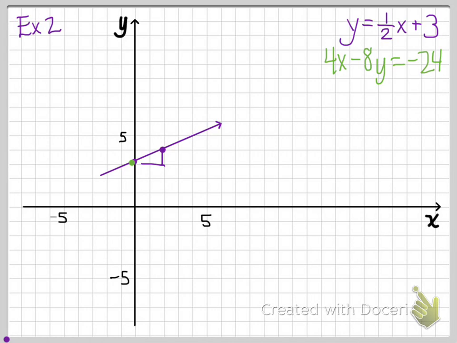It's the same as the previous equation. If we let y equal 0, then this term drops out, and we're left with 4x equals negative 24. Divide through by 4, and x equals negative 6. So we'll use the green dot and go negative 6 on the x-axis for y equals 0. Then let's graph that line with a green line.